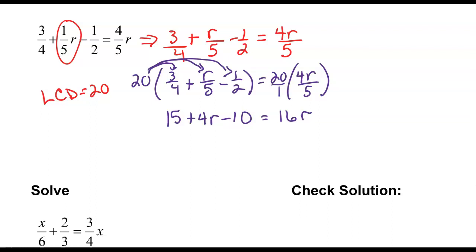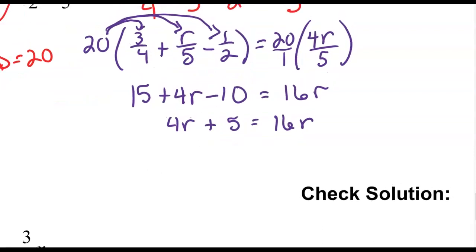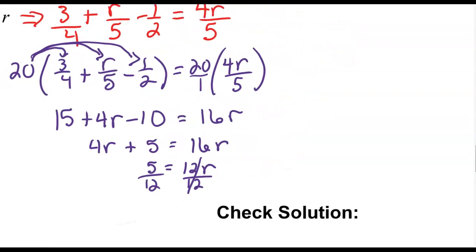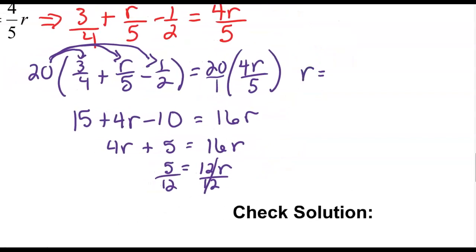All right, so when we put this together, we get 4r plus 5 equals 16r. What do we do next, my friends? Subtract 4r. So 5 is equal to 12r. Then what? Now, I think for most people it's still smart to do this. r is just equal to what value, my friends? 5 over 12.